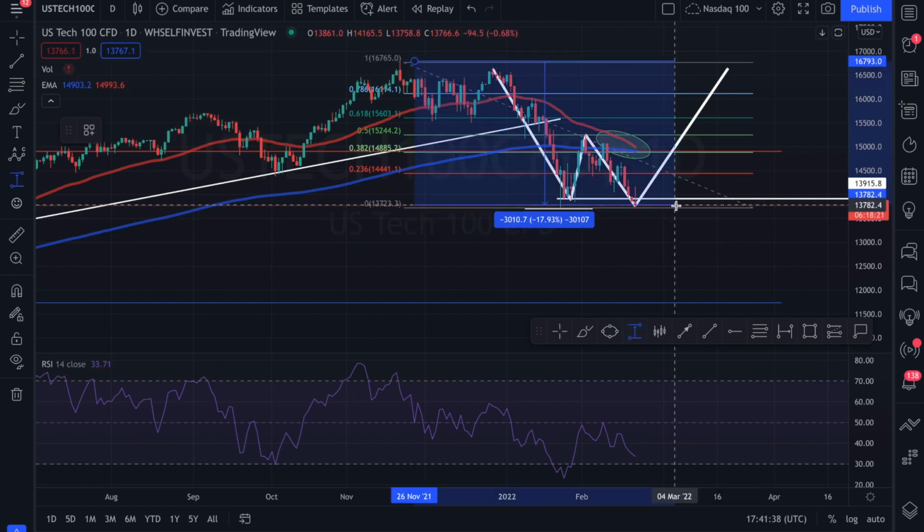We are currently down 17, pretty much 18%. Bang on 18%. So we are well in correction territory here for the NASDAQ 100. And in fact, we're 2% away from entering into a bear market. And the big question is, do I personally believe that we should be entering into a bear market?